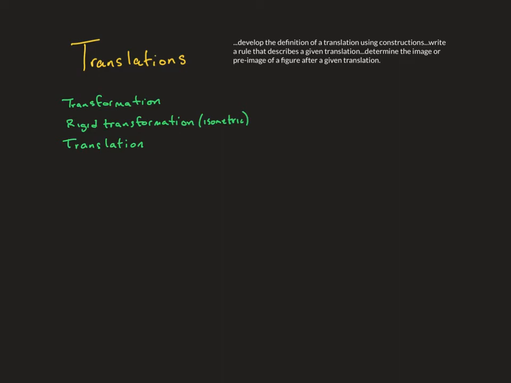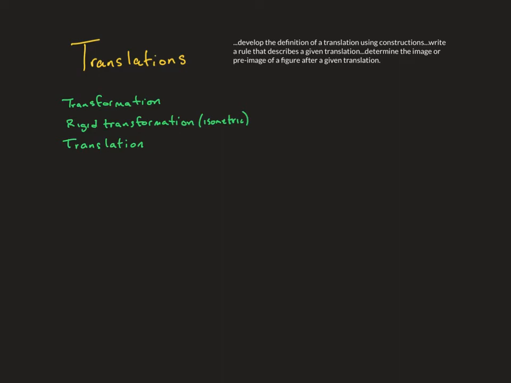So, dealing with the translation, let's start with transformations. Now, a transformation is a one-to-one mapping of all points of one figure to another figure. A rigid transformation, also sometimes referred to as isometric, is a transformation that preserves the size, length, shape, and lines and angles of a figure. So rigid means it's going to stay the same shape, same size as it is moved about.